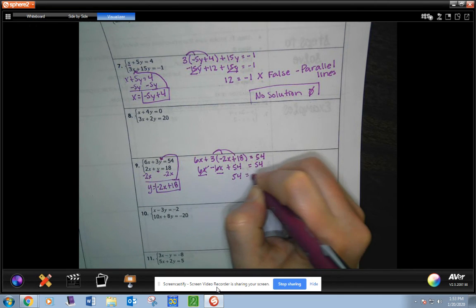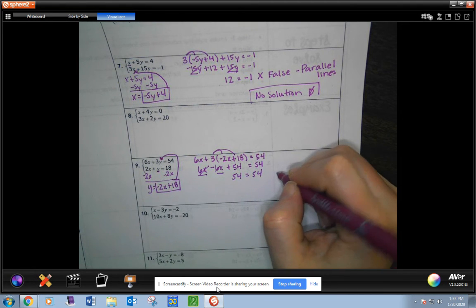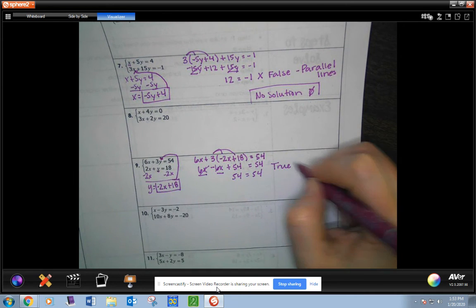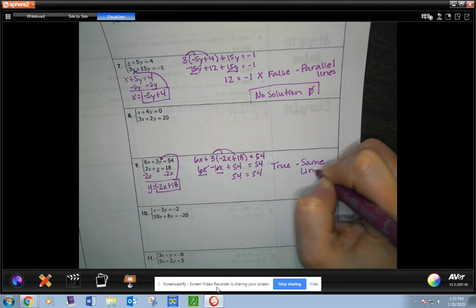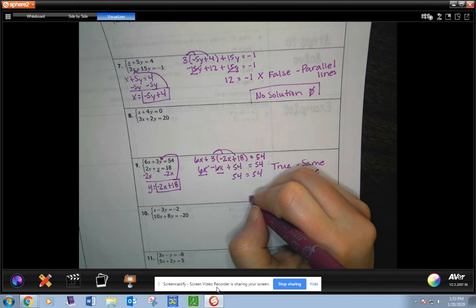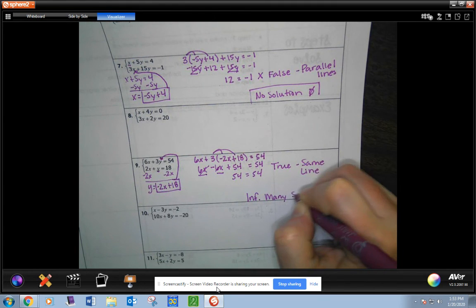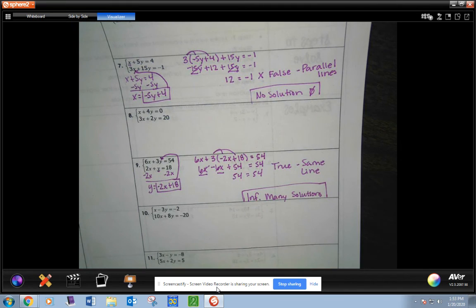So I have 54 equals 54. Since I don't have any letters, you read this: 54 equals 54. Well, that is a true statement. If it is a true statement, that means you have the same line. And if it's the same line, your solution is infinitely many solutions. That means they touch at every single point possible.